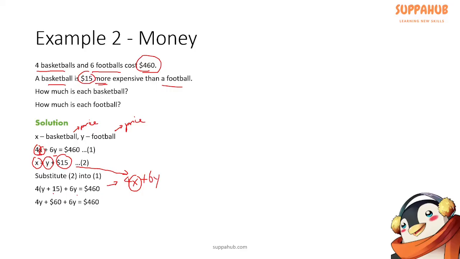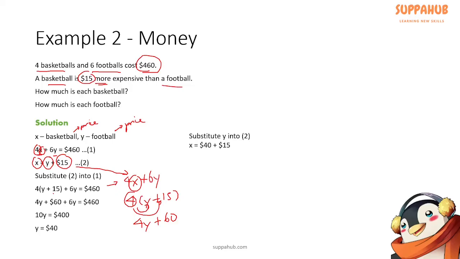So basically this type of bracket, when you write brackets, what do you mean, right? It means that this 4 is multiplied here and multiplied to this 15. So you get 4y plus 60, okay? Plus 6y equals 460. And then 10y equals $400 and y equals $40, right? And substitute y into equation 2. Then you have x equals $40 plus $15. So x equals $55, right?